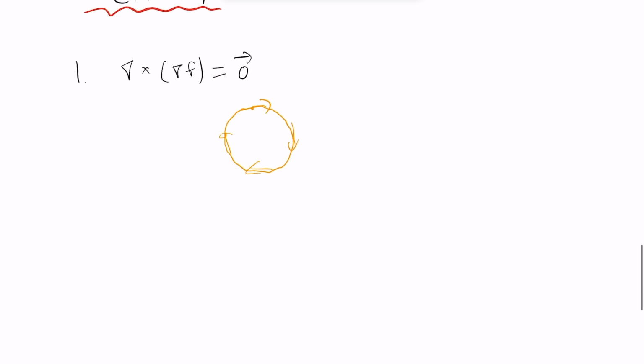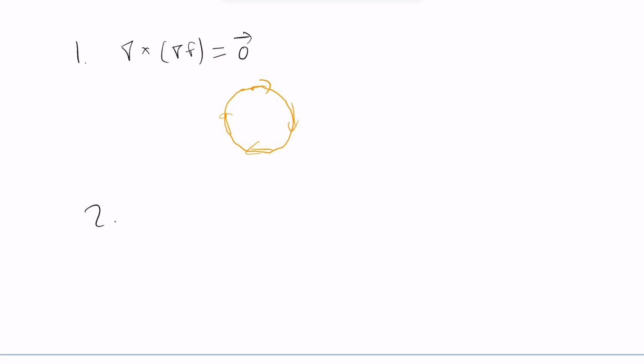Now, the second important relationship to remember is that the divergence of the curl of a vector is always equal to zero. Now, this is a little bit harder to intuitively understand, but I would just say that in a certain region, if you take the circulation of a certain vector field, that has to stay on the surface. It can't diverge.